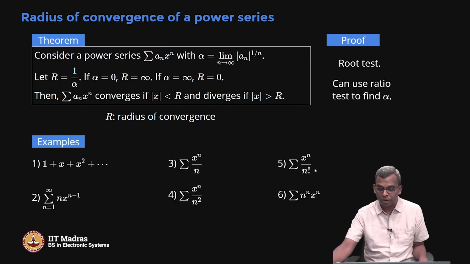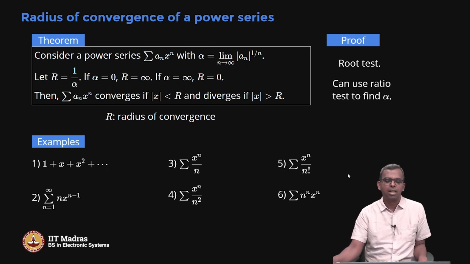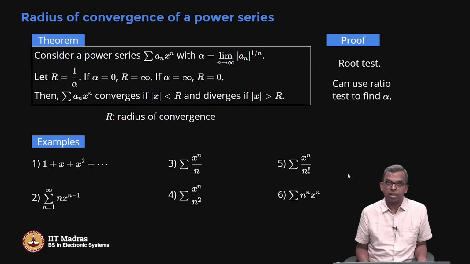So that's why I wanted to do 5 and 6, typical examples of what can happen. So this is a very important and simple skill to pick up: given a series, what is the radius of convergence?